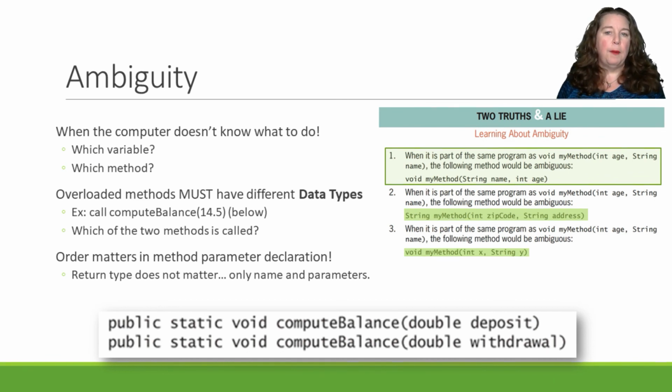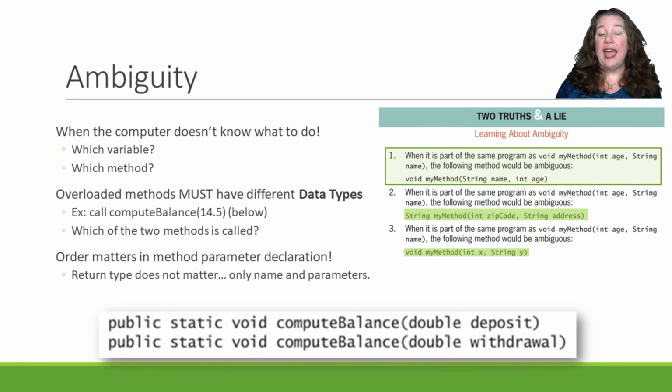If you have my method with an int and then a string, and then create another my method with a string and then an int, that's okay. That's not ambiguous. However, if you have a my method with an int and a string, and you have a return value that's different, so in the second case the return value is a string and it still takes an int and a string, the return value is irrelevant. Those are still ambiguous because they have the same parameters in the same order.